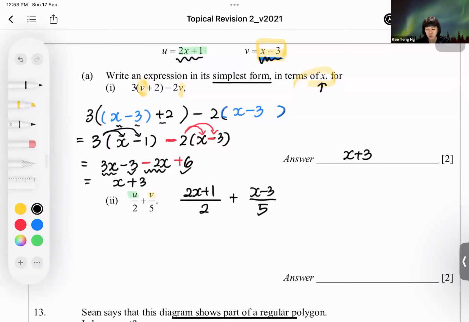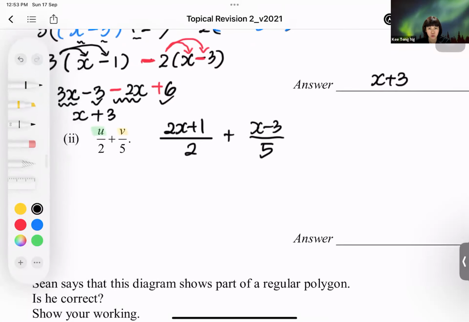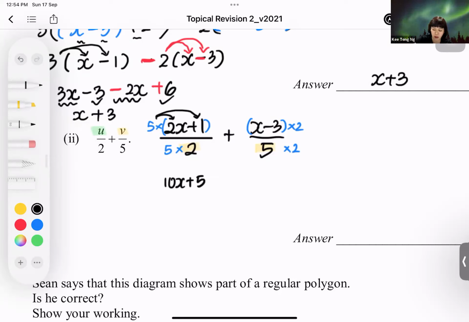Okay, first step. So now we know this already. What do we need to do? Okay, we need to change the denominator into the lowest common multiple. So LCM for 2 and 5. What's the LCM for 2 and 5? So that will be 10, right? So in this case, what do we need to do? We need to multiply these by 5, and we multiply these by 2. Right? So here, hence, we'll get 5 times 2. Oh, remember, multiply to everything. 5 times 2x, 5 times 1. So 10x plus 5 over, now it's 5 times 2 is 10.